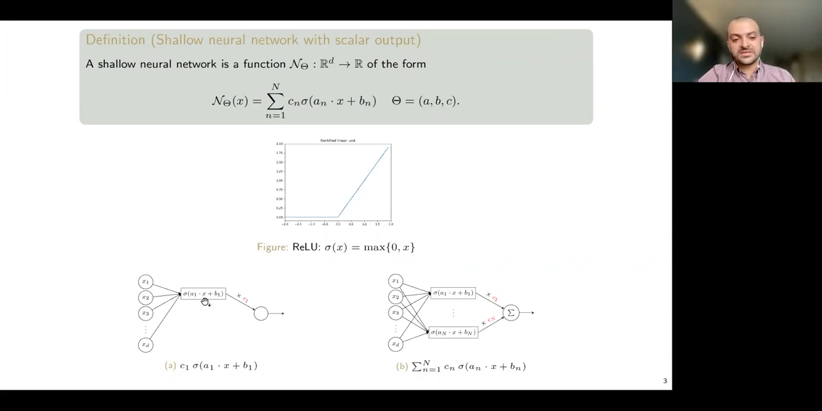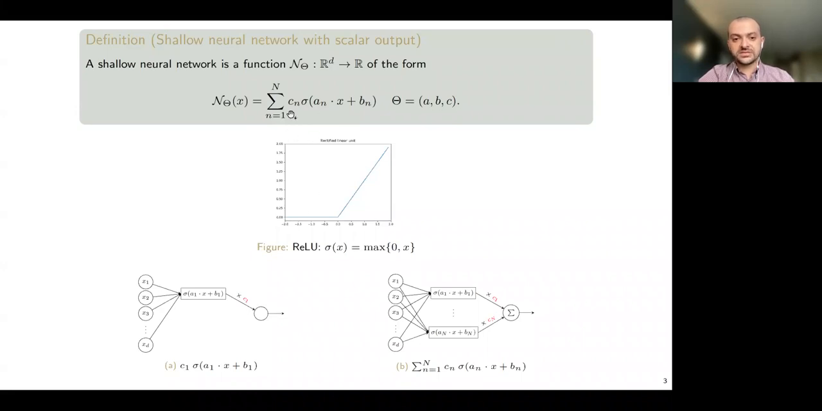And then sigma makes a decision in this node and says, okay, if it is negative, I'm not sending any output. If it's positive, it sends out the value itself. Then there is this weight C1 on the edge connecting to the output unit. And then in this output unit, the value gets outputted. So this is for the case when we have only a single node.